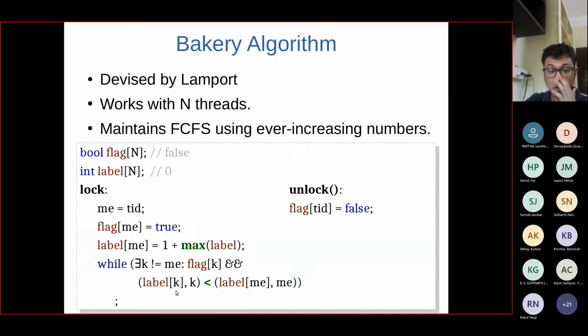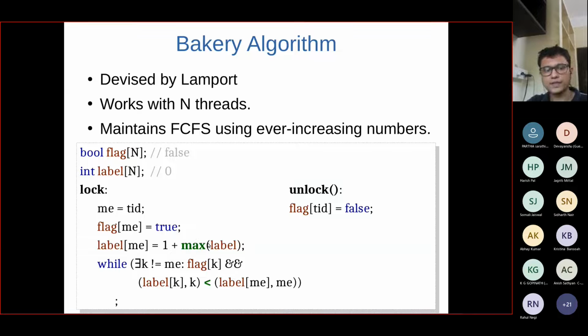If that happens, both of them will enter into the critical section, because label of k less than label of me will be false for both of them. Please note that this is strictly less than. So that will be false for both of the threads and both will enter into the critical section. But when will it happen that both threads get the same value of label? Well, it can happen, and it will happen here.